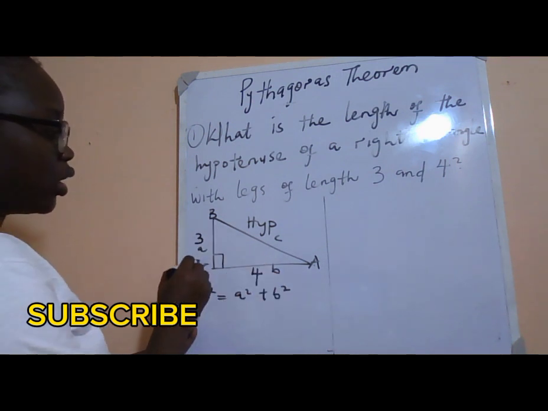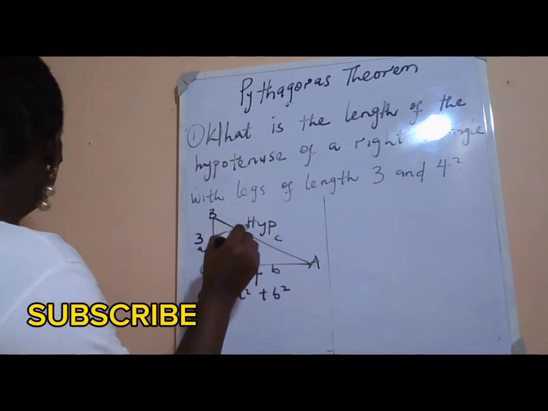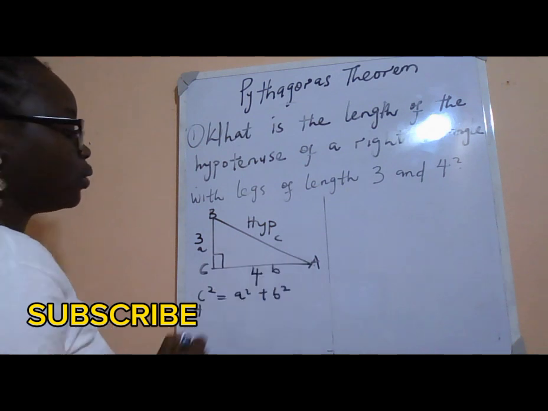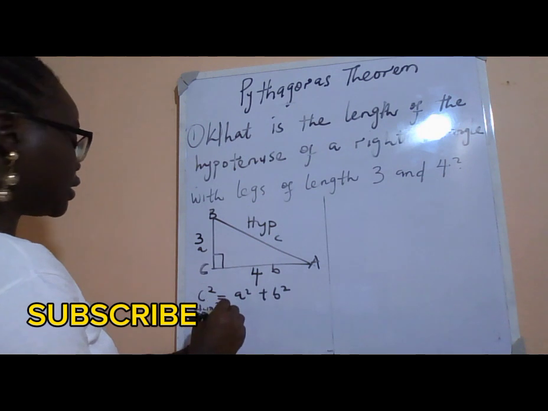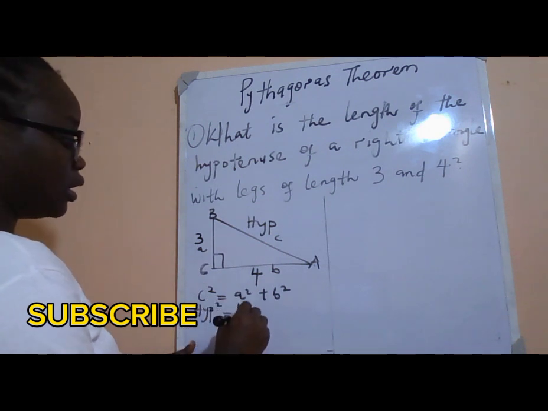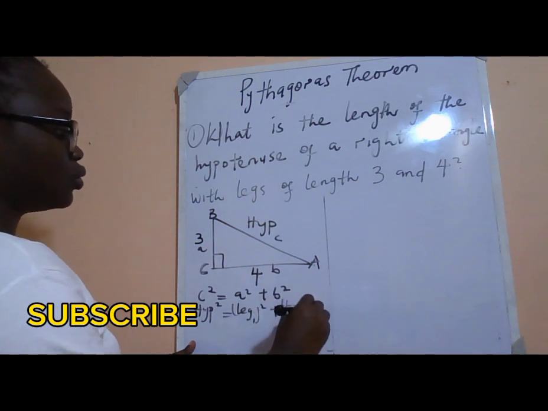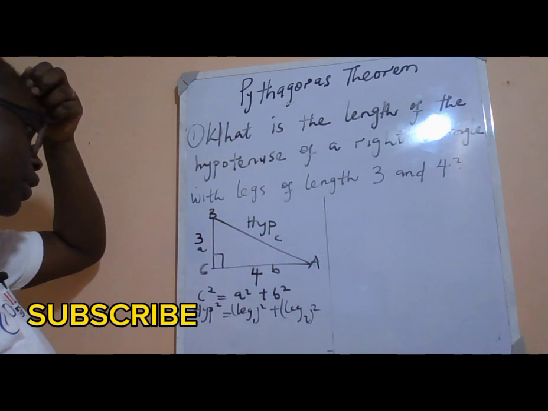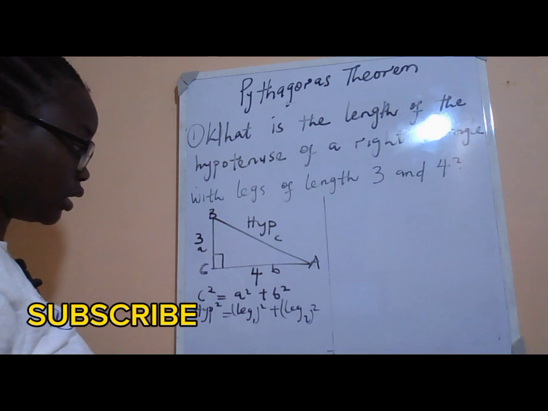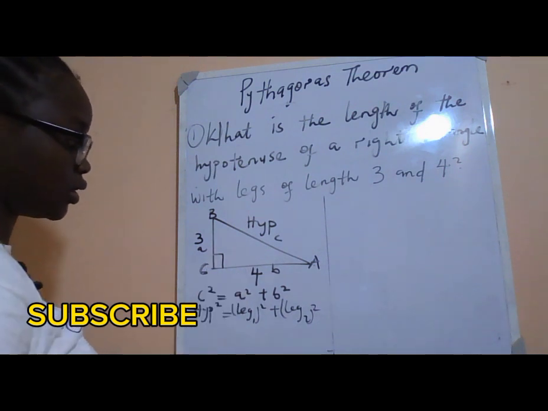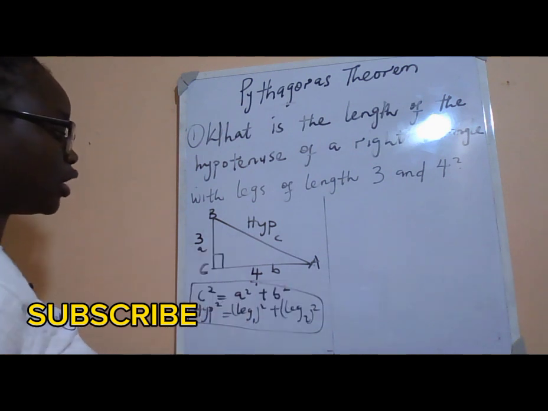B. Leg 1 is your A, leg 2 is your B, while this is your hypotenuse. Or you can as well say hypotenuse squared equals leg 1 squared plus leg 2 squared. So whichever one you will quickly recall, or you can easily come by, you can just use it. It still means the same thing. So with this formula, or with this law, you can solve the given question.